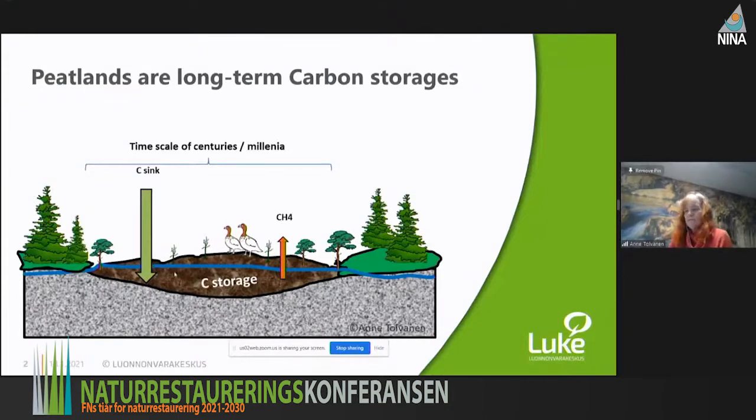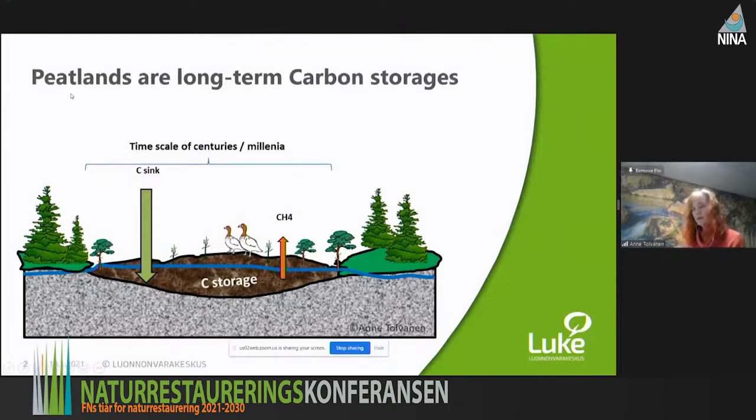And peatlands are very important for biodiversity and ecosystem services such as cleaning of water. So water is filtered through the peat layer. And they are also important in the hydrological cycles, or hydrology in general, in buffering the floods, for instance. So this is how the pristine peatlands look like, more or less. And the tree growth, especially in this thick peated peatland, is quite small and not productive.